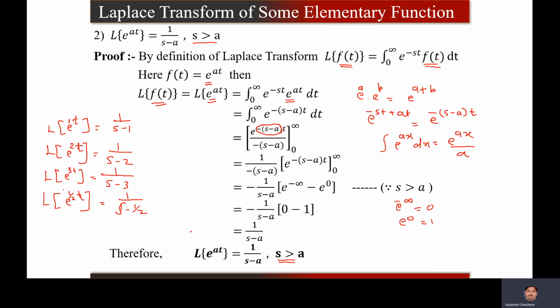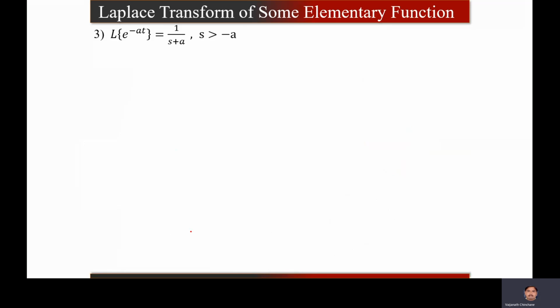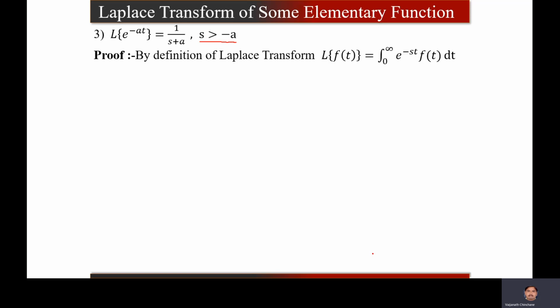Then we go for the next formula, that is Laplace transform of e raised to minus at, and that will be equal to 1 upon s plus a, and here s should be greater than minus a. So the proof by the definition of Laplace transform, L of f of t is equal to integration from 0 to infinity e raised to minus st f of t dt. Here f of t is equal to e raised to minus at, and then we put this e raised to minus at in the definition of Laplace transform.